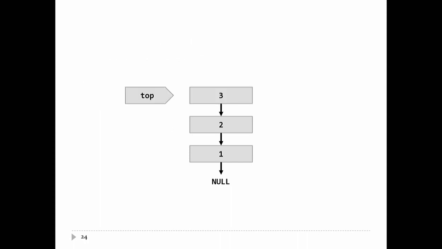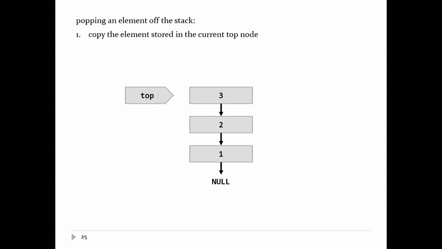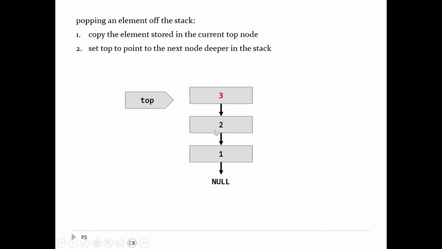Right? When you pop an element off the stack, so if I want to remove that 3 off the stack, I need to remember what the value of the 3 is because we want to return that to the caller. I want to adjust top so that it points at the next node in the sequence, right? Now we can get to the next node in the sequence because all we have to do is follow top to get to the current top node and then follow that node's next pointer to get to the next node. Right? So we can get to that node pretty easily and you can adjust top.